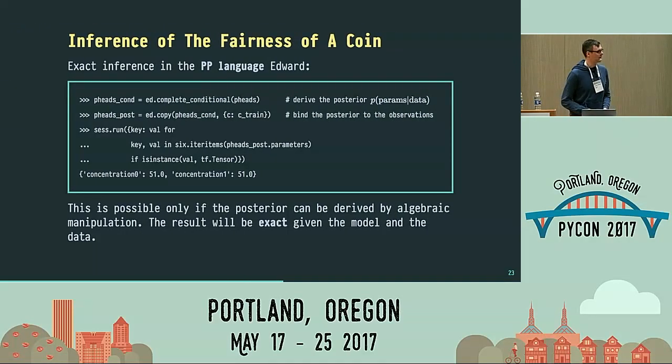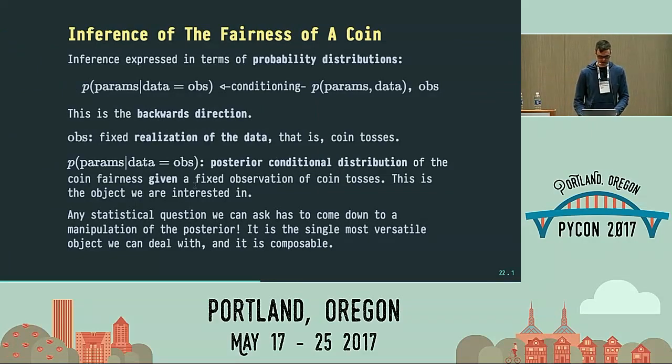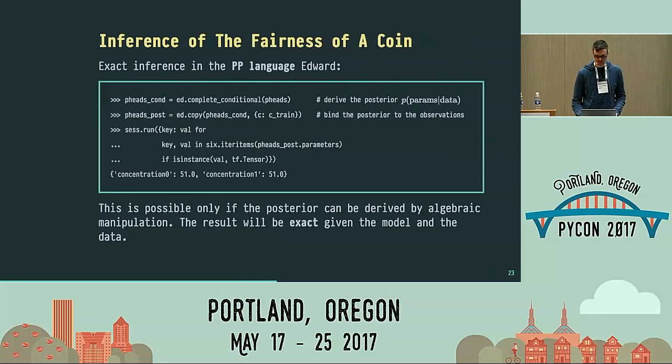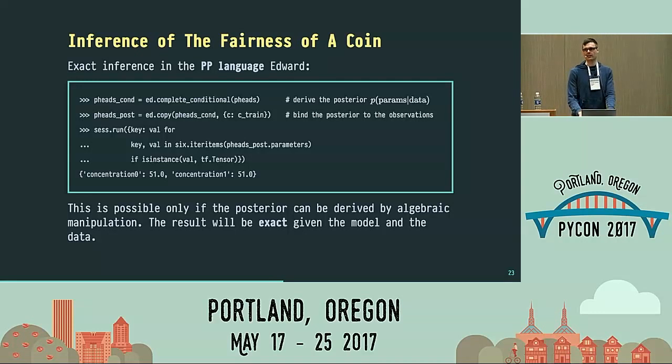So how does this look in Edward? There are many different methods of doing inference in Edward. And the first one we want to look at is exact inference. Exact inference means that this object that we're going to need, the posterior, can be derived, if necessary, by hand, so that means on a piece of paper. And this is not possible in all cases, but it's possible for the simple example of the coin toss.